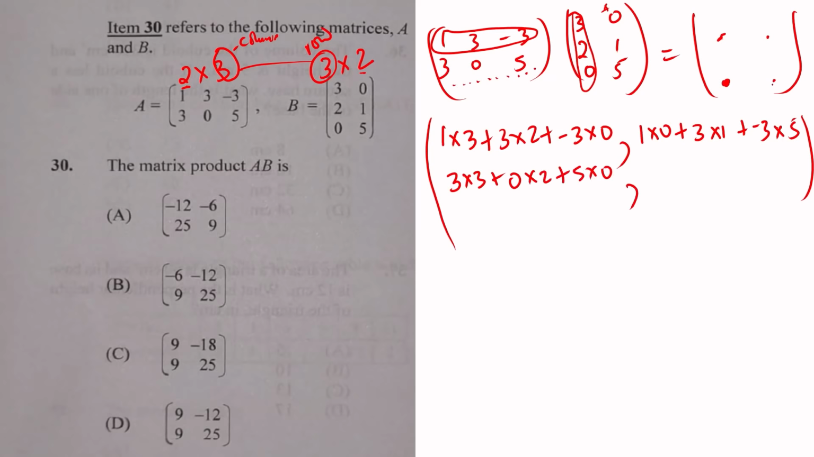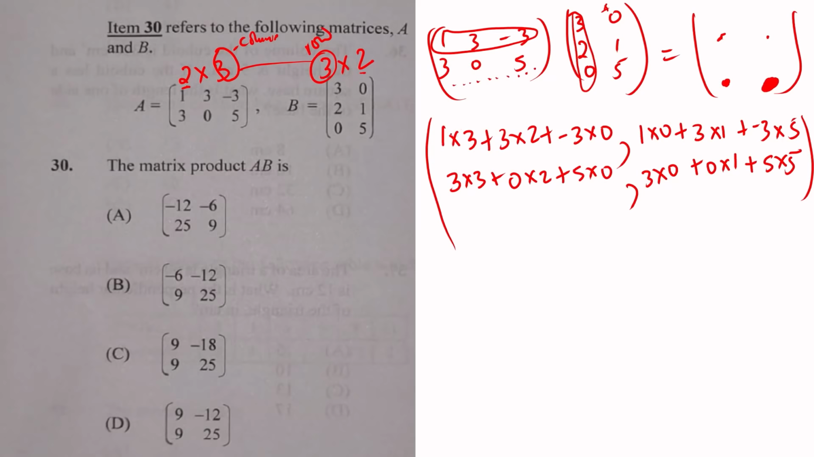And you want to find out what's going to come here. It's going to be row 2, column 2. So we have 3 times 0 plus 0 times 1 plus 5 times 5. So let's go ahead and work out the results now. I just put commas to give us a space. There's no need for a comma.